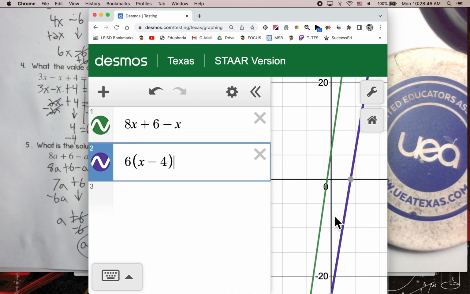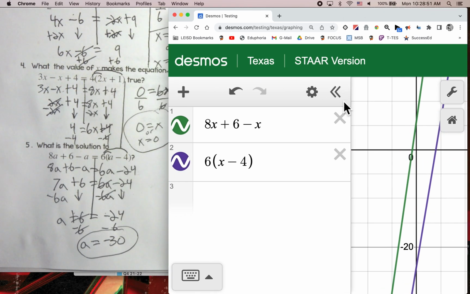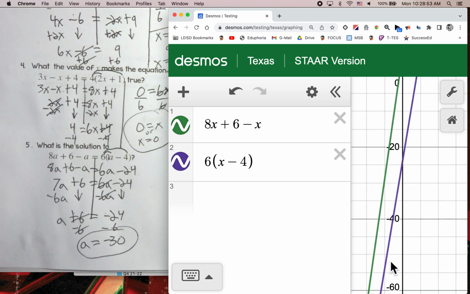And then I'm going to see where these things cross. I might need to zoom out. Let's make this a little bigger. So let's see.